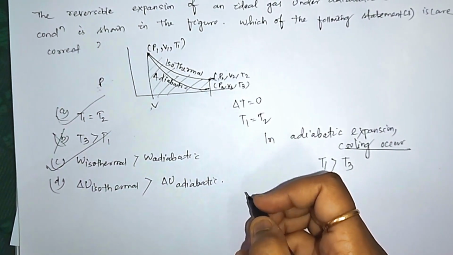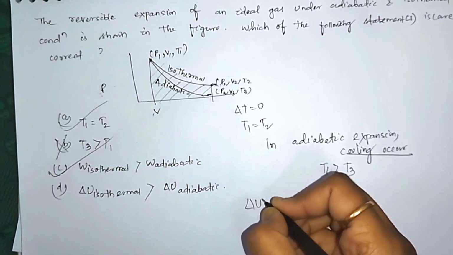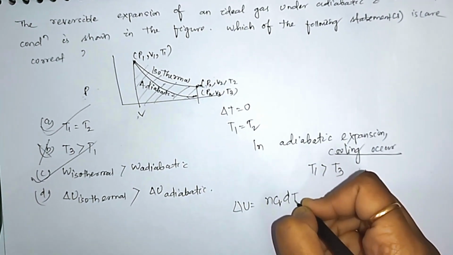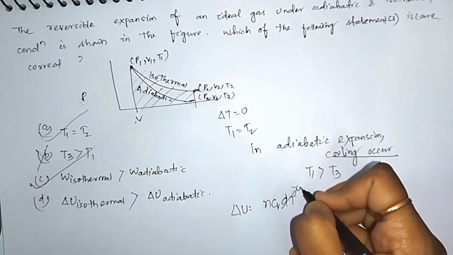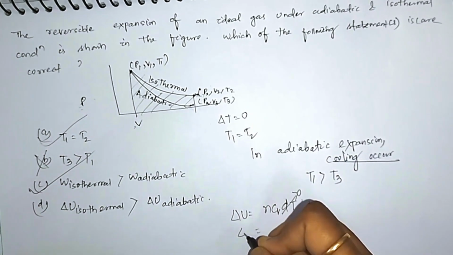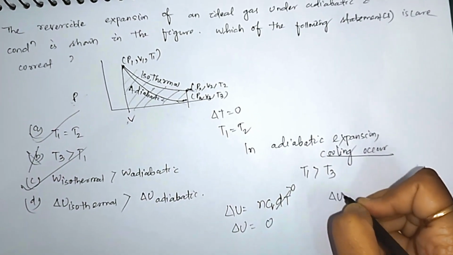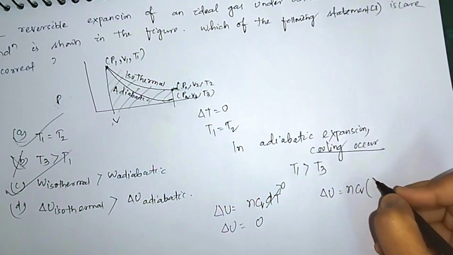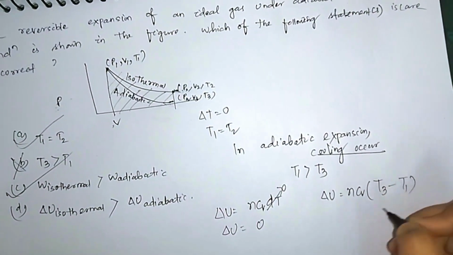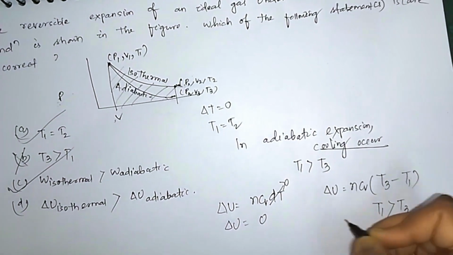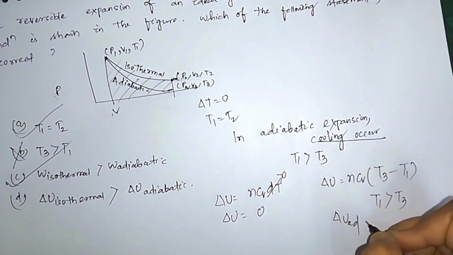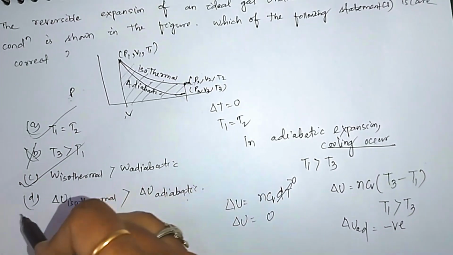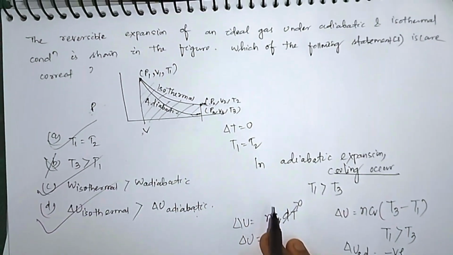Then del U isothermal greater than del U adiabatic. Del U is equal to nCv dT. In an isothermal process dT is 0, so del U is also 0. Del U adiabatic is nCv times T3 minus T1, and we know that T1 is greater than T3, so del U in adiabatic comes out negative. That means del U isothermal is greater than del U adiabatic. So this option is also correct. And thank you.